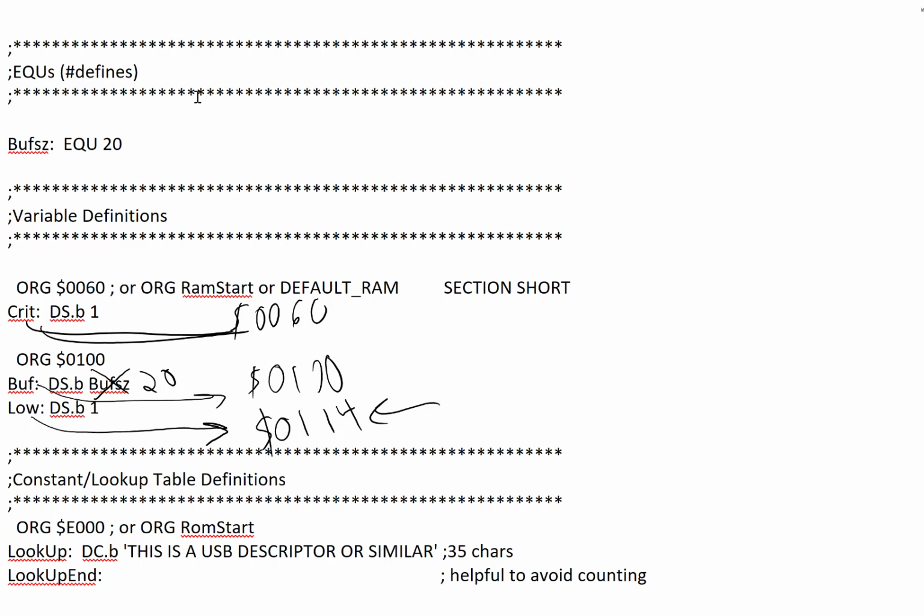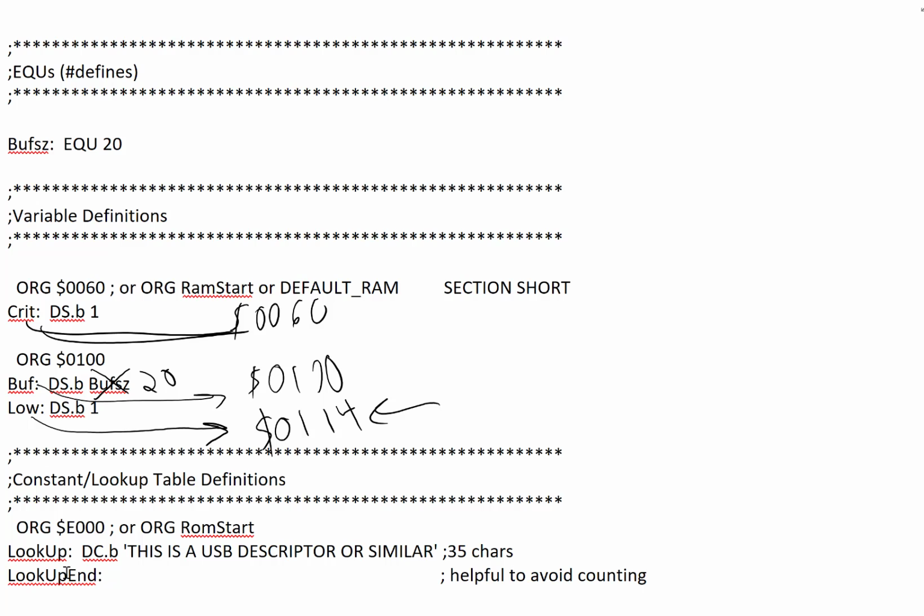This is different from the EQUs for reasons we'll get into. First thing we have is an org statement that goes to hex E000 or ROM start, which is defined in the header from Freescale. And we define a label lookup, and then we're going to define some constants. Specifically, we're going to define a rather long string with 35 characters. I counted that in Word, by the way, not by hand. Then I'm going to suggest that we define a label called lookup end.